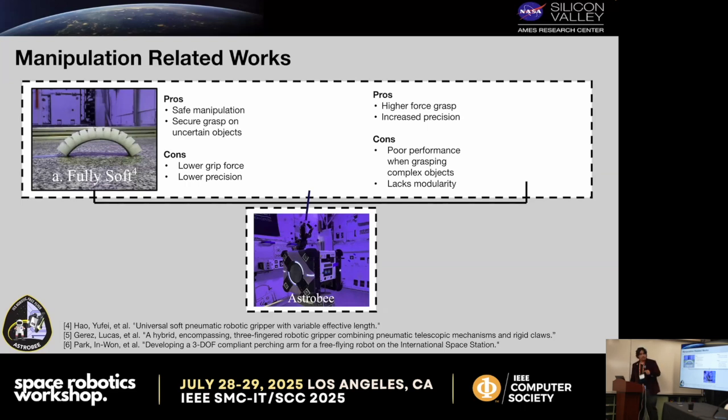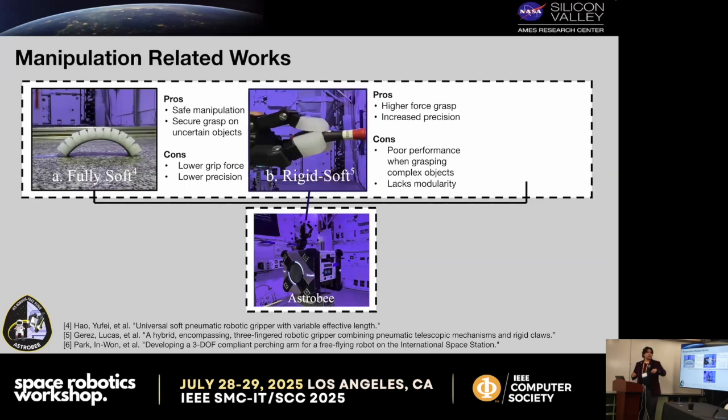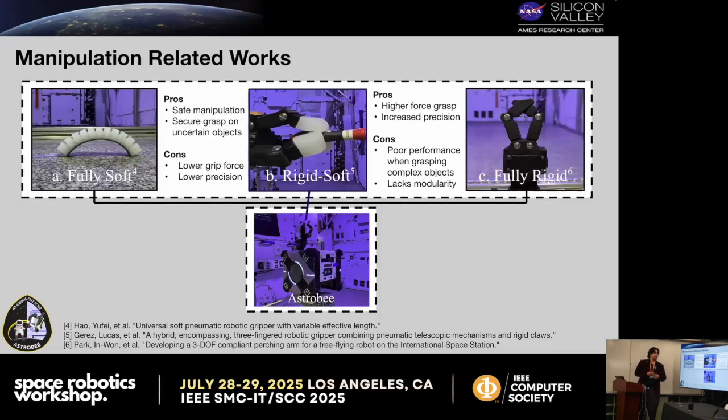On the opposite side, we have rigid grippers, which have a higher grasp force compared to soft grippers, and increased precision. But on the downside, they sometimes have poor performance when grasping complex objects in particular, so think spherical objects or objects that are outside the purview of what you designed it for in the first place. So it lacks that modularity. When you design a rigid gripper, it's usually for a specific task. So the main motivating driver for this work was: what about combining both together?